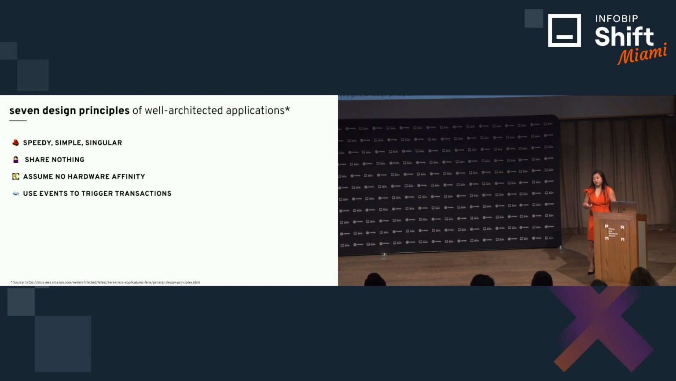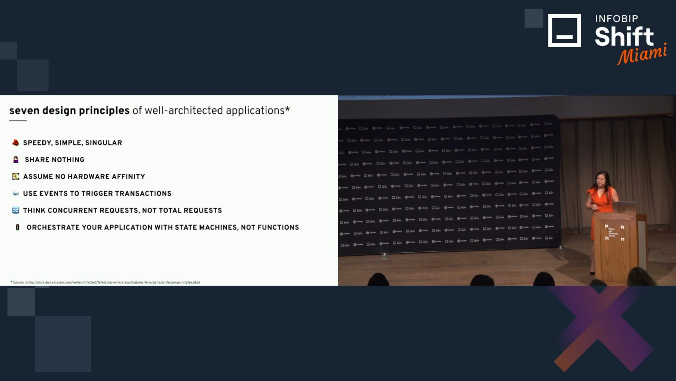You want to use events to trigger transactions. Instead of having one function trigger another function, you want to abstract that a bit by using events. You want to think concurrent requests rather than total requests. Whenever we think about something like this, sometimes we think about the total number of requests that are happening in this application. But if you're using something like a serverless solution, you want to take advantage of the horizontal scale that you would have available to you. So in that sense, you might have to tweak your mind a bit and think concurrent. How many can you do at the same time rather than just the total number of requests?